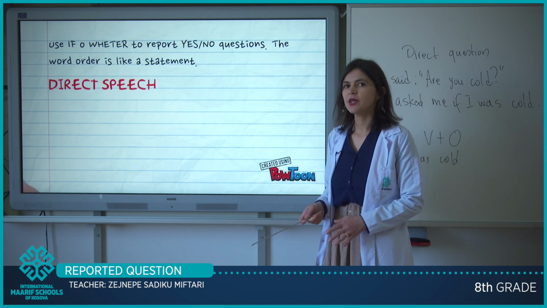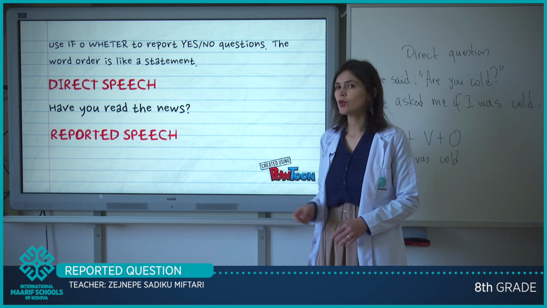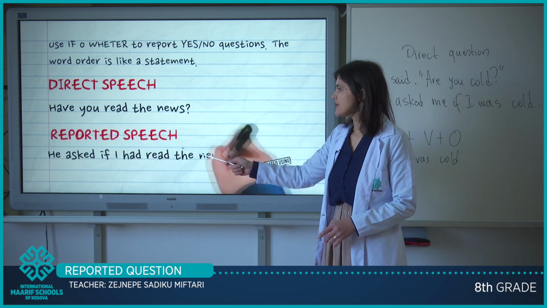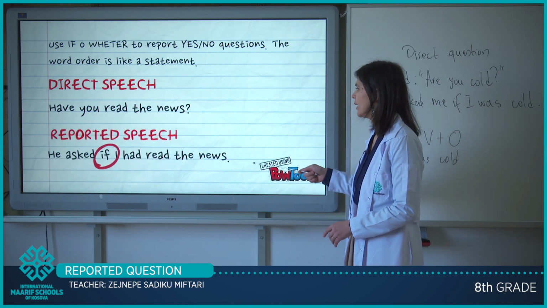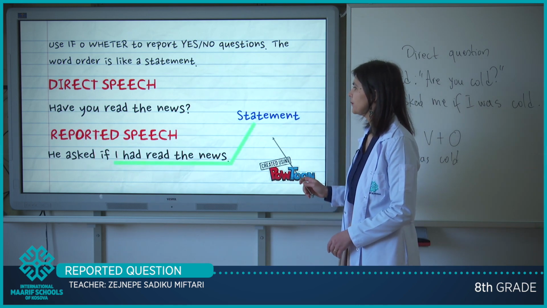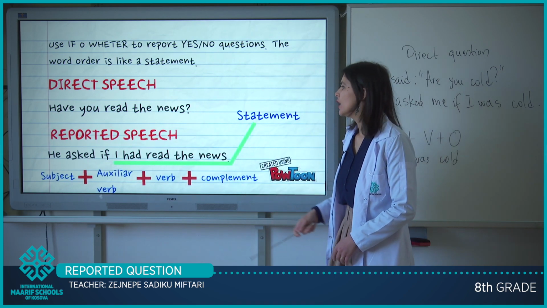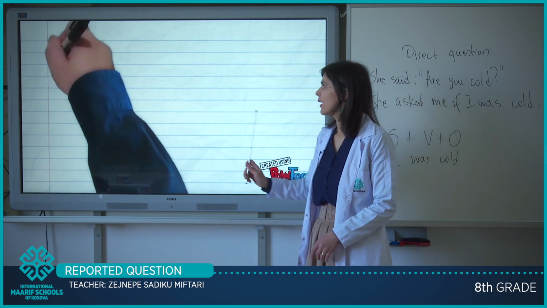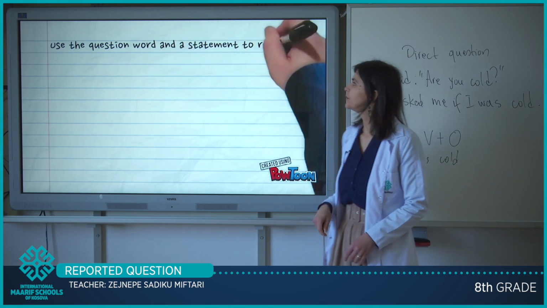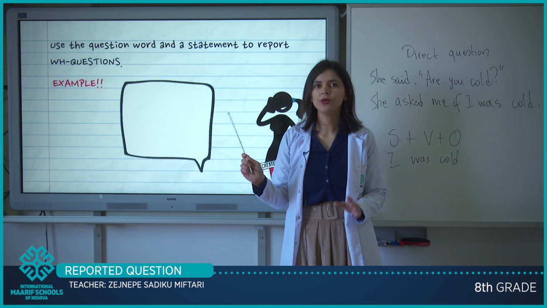So the direct speech in this case is, "Have you read the news?" The reported question should be, "He asked if I had read the news." So we backshift the tense. And it's a statement, it's not a question anymore. It's subject, auxiliary verb, and the object. Use the question word and a statement to report the WH question.